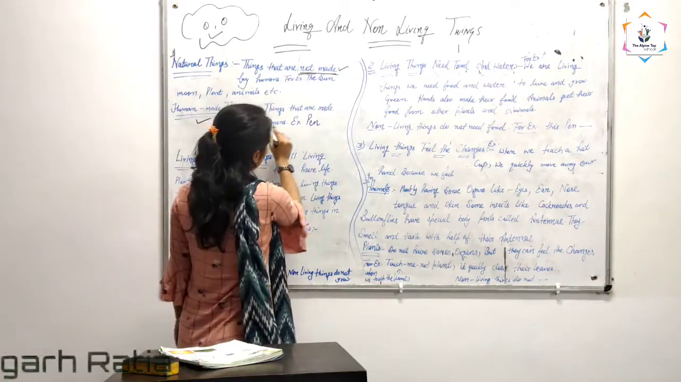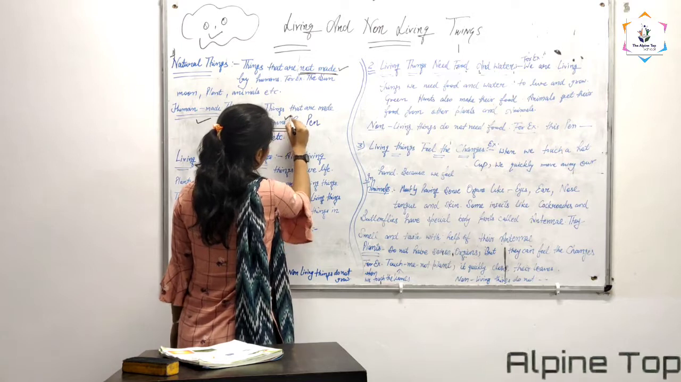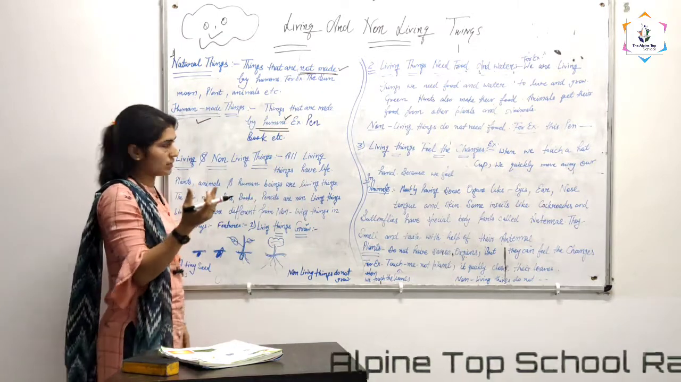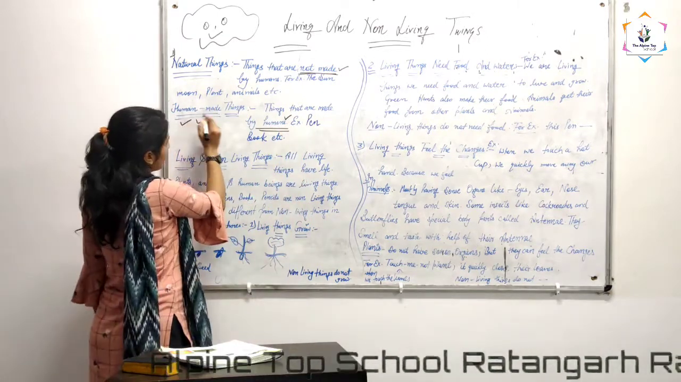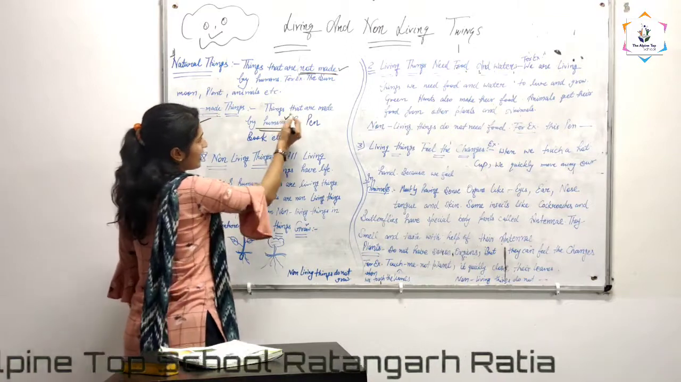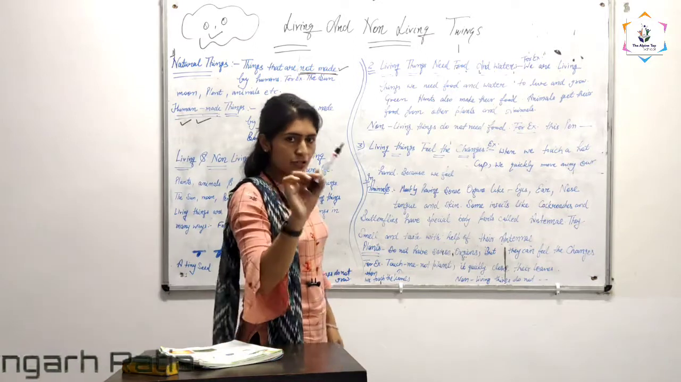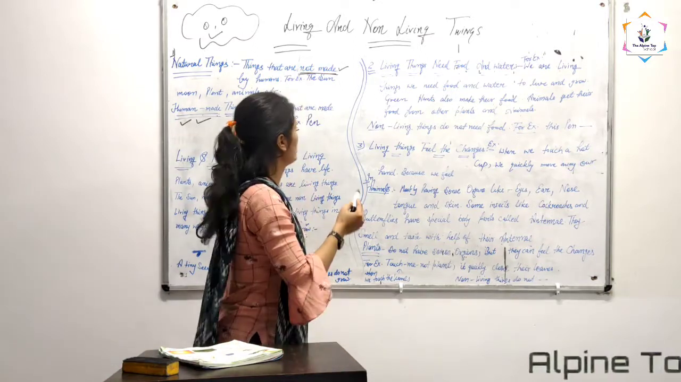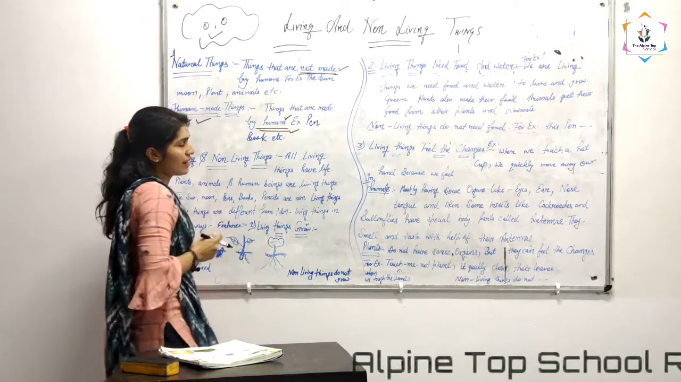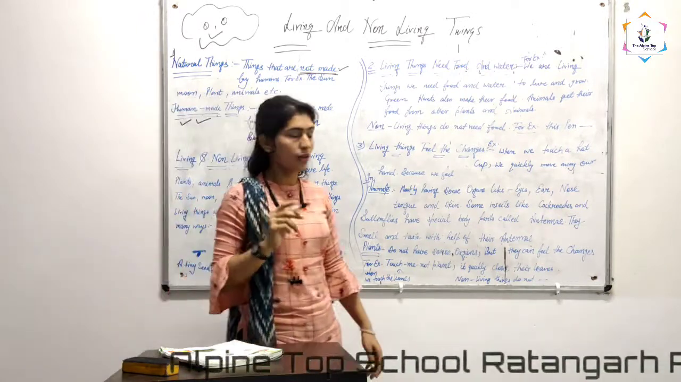Things that are made by humans. Its name suggests human-made, that are made by humans. For example, this is a pen. This is also made by humans. This pen, book, etc. This is made by humans.